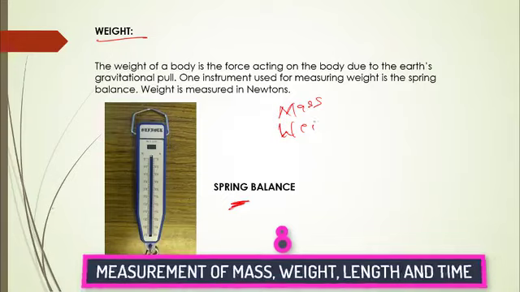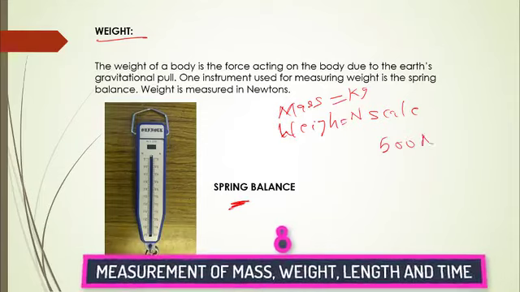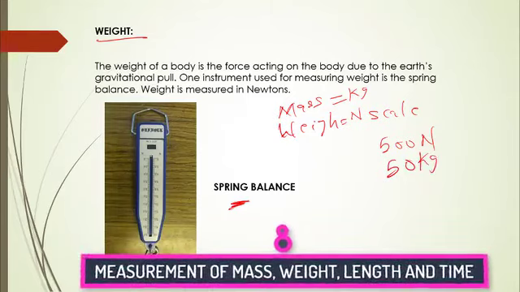Some people think that when you stand on a scale, you're measuring your weight. Of course, you're not measuring your weight. What you're measuring is your mass, because the SI unit of mass is kilogram, whereas the SI unit of weight is Newton. So if somebody asks you, how much do you weigh? You don't start telling the person 500 newtons. Not at all. You tell the person, probably, I'm weighing 50 kilograms.